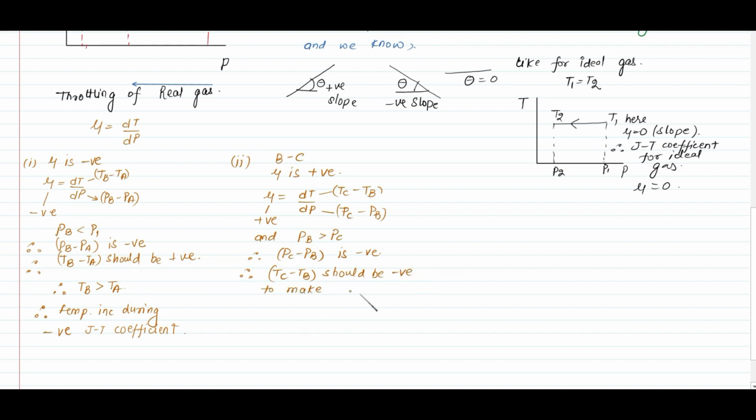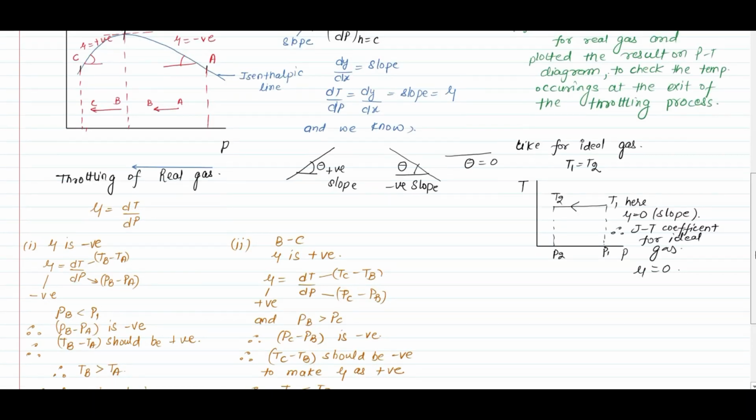and this can only occur when Tc is less than Tb. Both the above quantities come out to be negative. Therefore, we can conclude temperature decreases during a positive Joule Thomson coefficient.